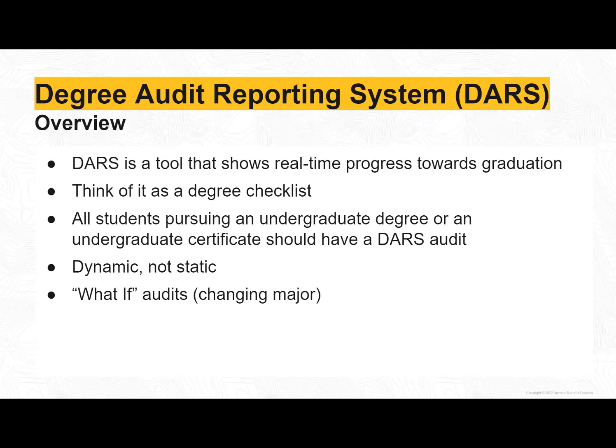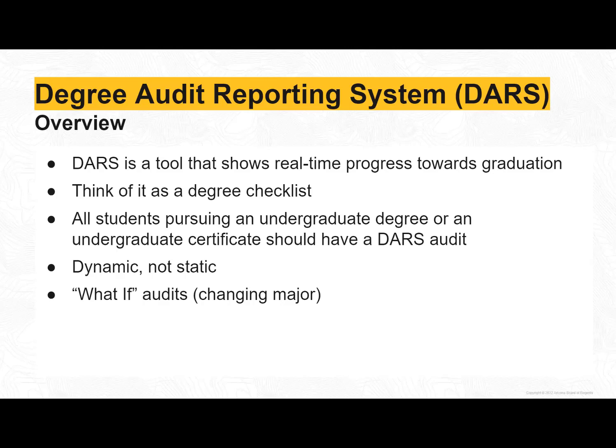All students who are pursuing an undergraduate degree or an undergraduate certificate should have a DARS audit. It's dynamic, it's not static. So as you progress in your degree, it's changing and updating with you. We also have what-if audits. If students want to change their major or their program, they can run what-if audits, and it's essentially showing their progress towards another degree, and they can make the decision whether or not they think it would be feasible to switch majors.